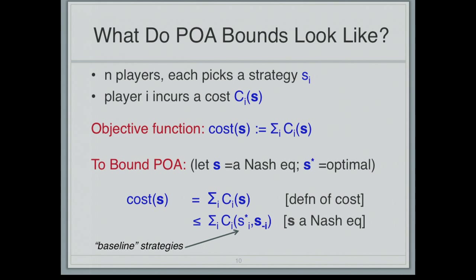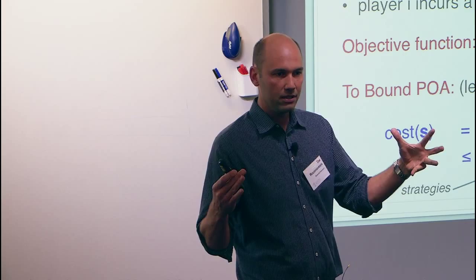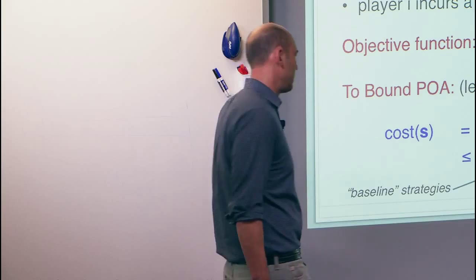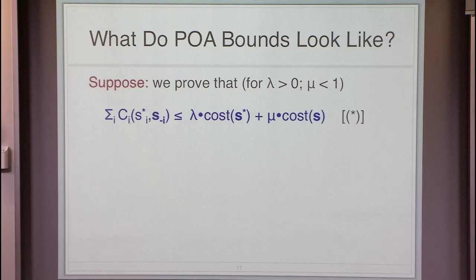So the thing to realize, at a very meta level, is that this is some number that we don't care about per se. This is some weird entangled version of these two outcomes, S and S star. For a price of anarchy bound, the only two quantities we care about are the equilibrium cost and the optimal cost. So in some sense, the rest of the proof, implicitly or explicitly, is establishing an upper bound on this entangled quantity in terms of the two quantities we care about, the equilibrium and optimal costs. So that's going to look something like this. Okay, this is what the rest of the proof is going to look like.